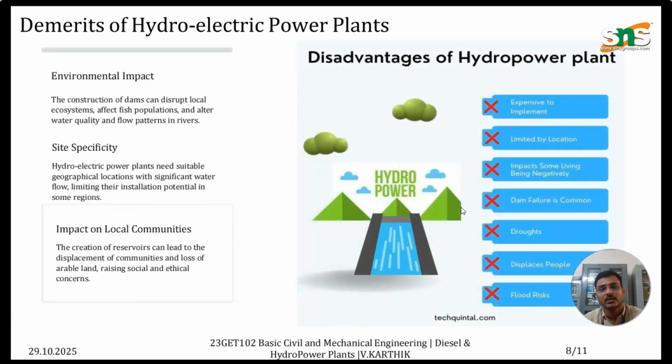Then the demerits of hydroelectric power plants are the environmental impact and the site specificity.